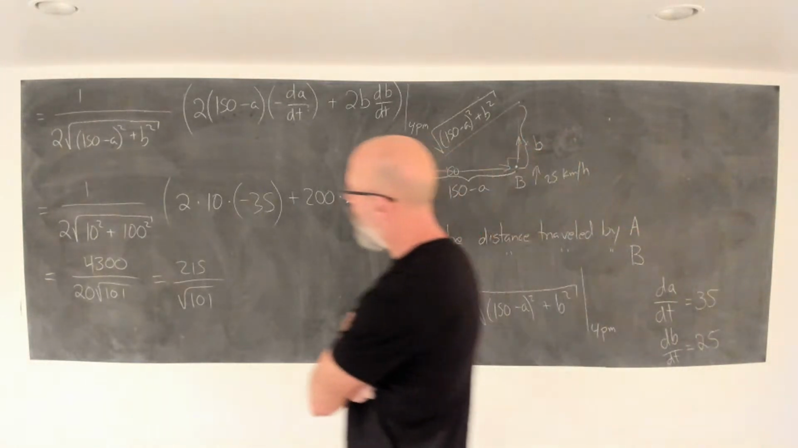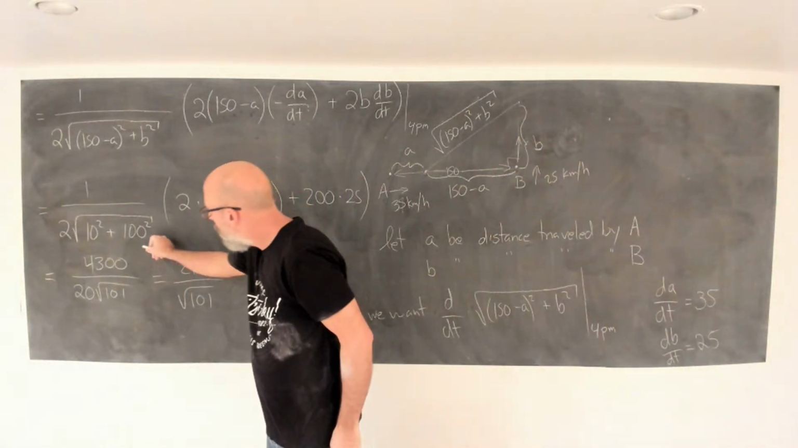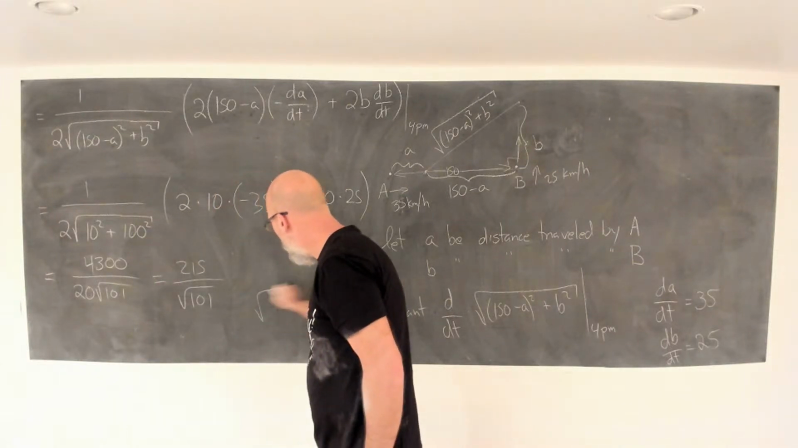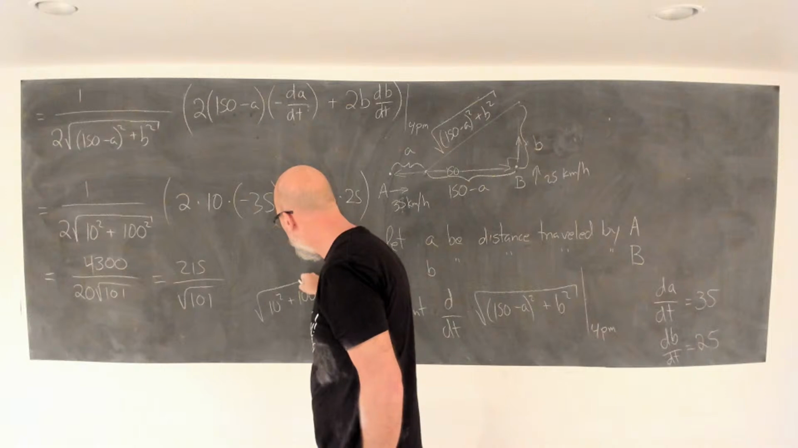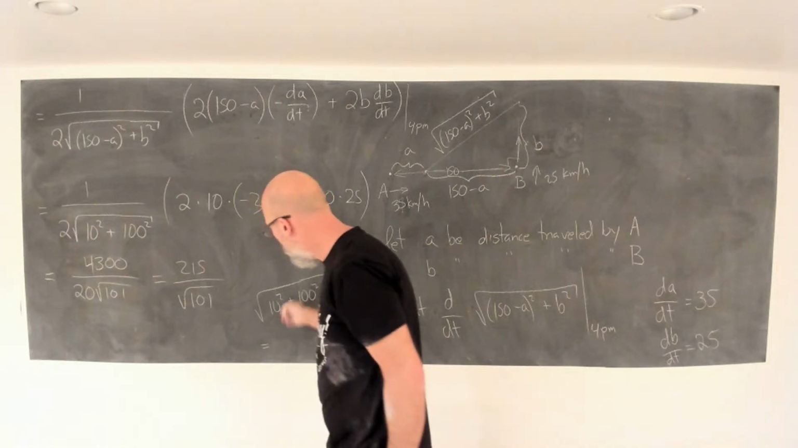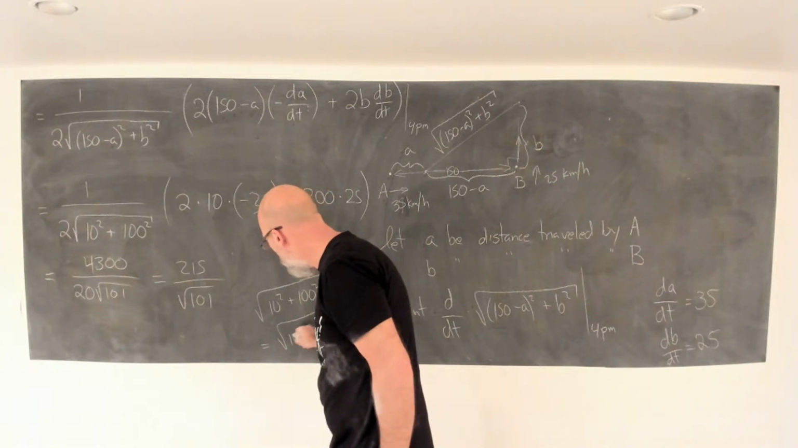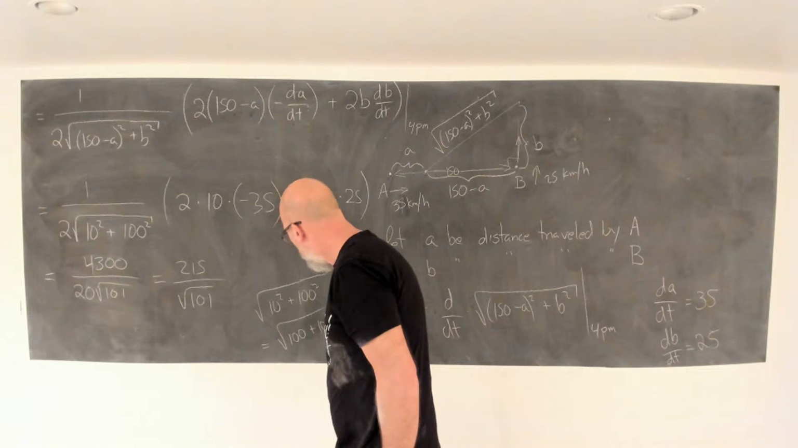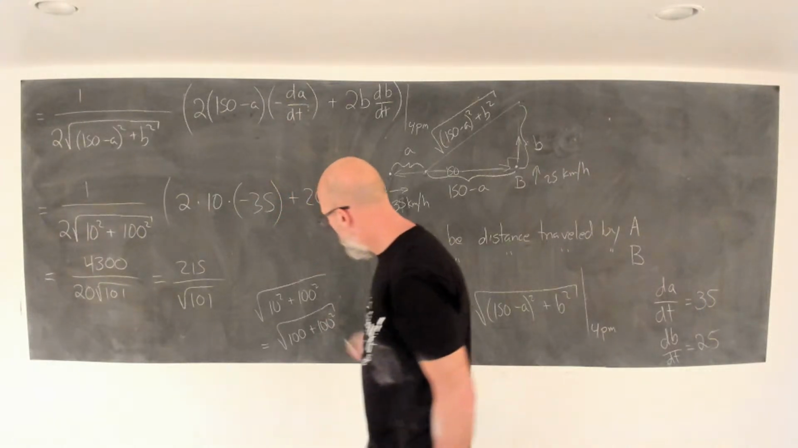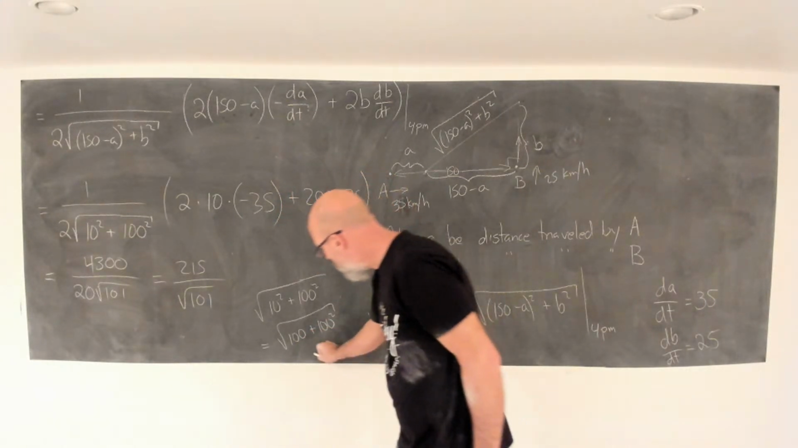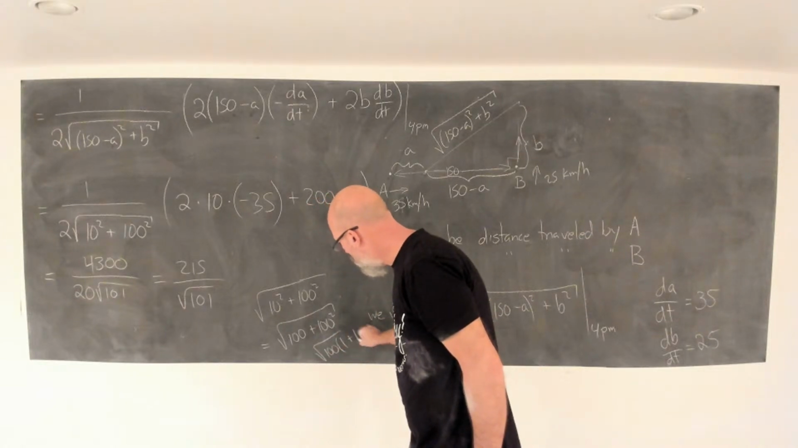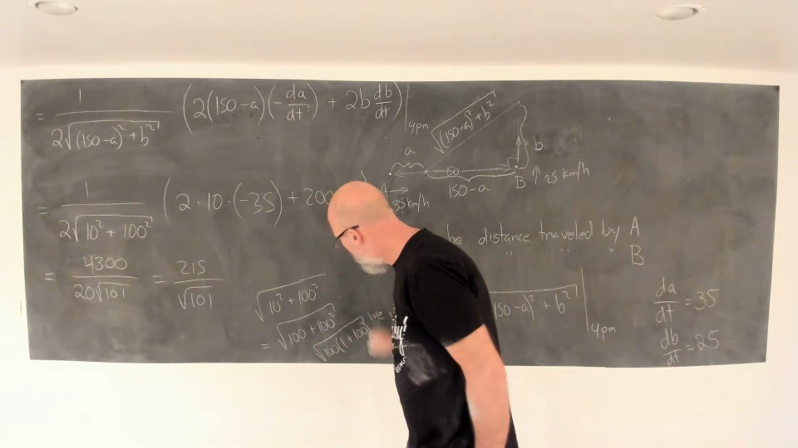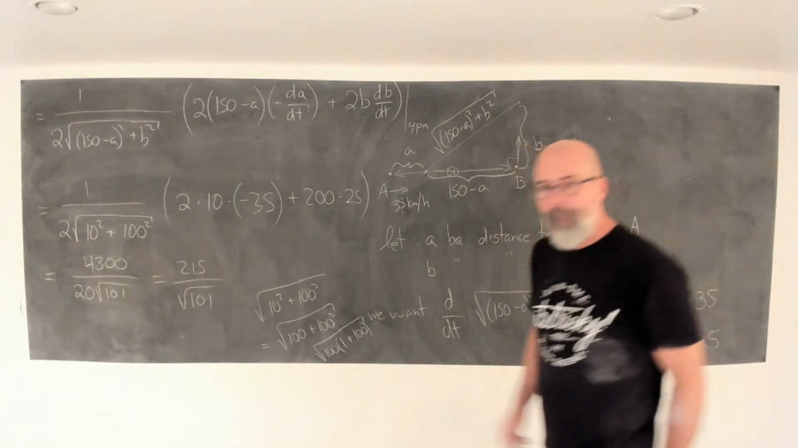How did I get the 101? We are looking at square root of 10 squared plus 100 squared. 10 squared, of course, is 100. So now I can factor out 100. And that is 1 plus 100. And square root of 100 is 10.